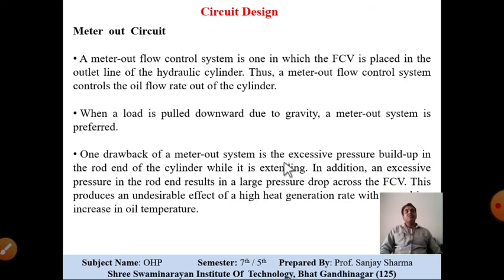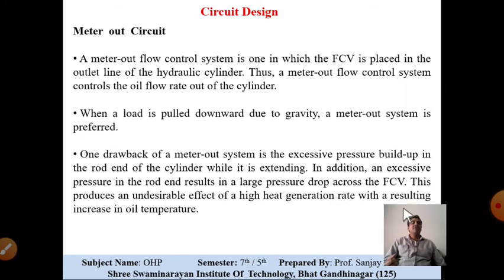One drawback of the meter out system is excessive pressure build up in the rod end of the cylinder while it is extending. So when it is extending, the pressure which is developed is very excessive. In addition, an excessive pressure in the rod end results in a large pressure drop across the flow control valve. This produces an undesirable effect of high heat generation rate with a resulting increase in the oil temperature. So friends, this is one of the drawbacks. Let me explain it in detail.